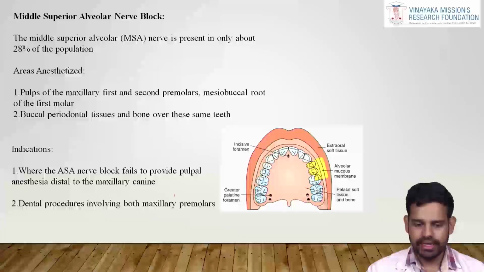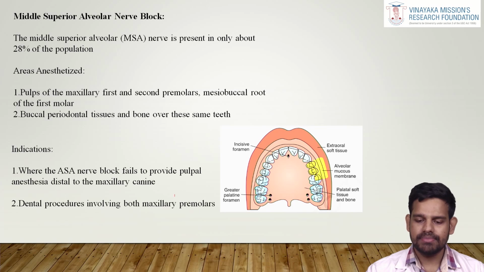Now moving on to the next nerve block, which is the middle superior alveolar nerve block. The middle superior alveolar nerve is present in only about 28% of the population. So as we all know, in posterior superior alveolar nerve block, the mesiobuccal root of the first molar is not anesthetized. So here this middle superior alveolar nerve supplies the pulps of the maxillary first and second premolar, especially the mesiobuccal root of the first molar.